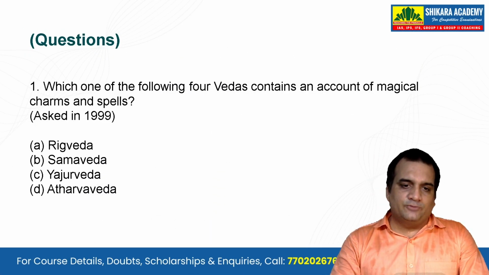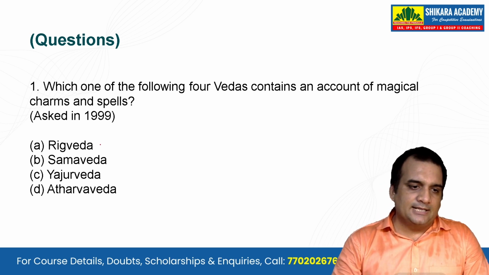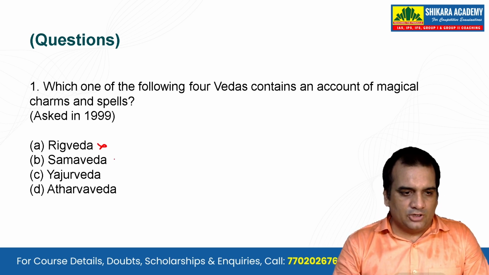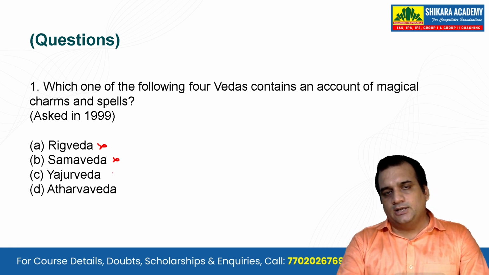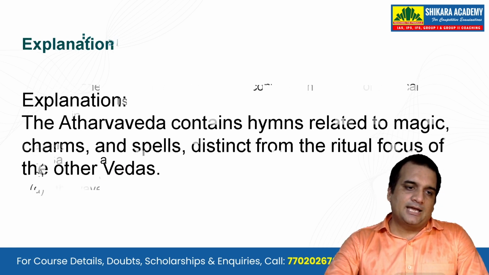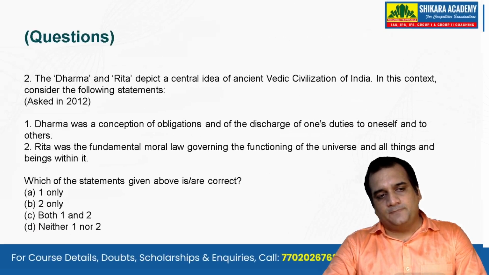Which one of the following four Vedas contains an account of magical charms and spells? So the correct answer will not be the Rig Veda and will not be the Sam Veda. You tell me what's the correct answer between the Yajur Veda and the Atharva Veda. Well, the correct answer here will be the Atharva Veda, which contains hymns related to magic, charms and spells.